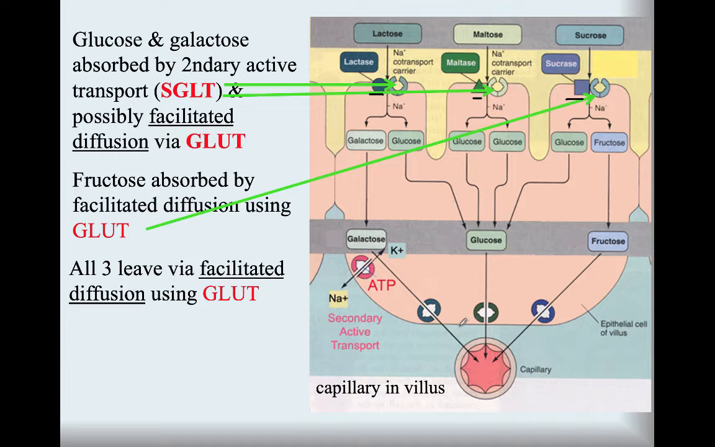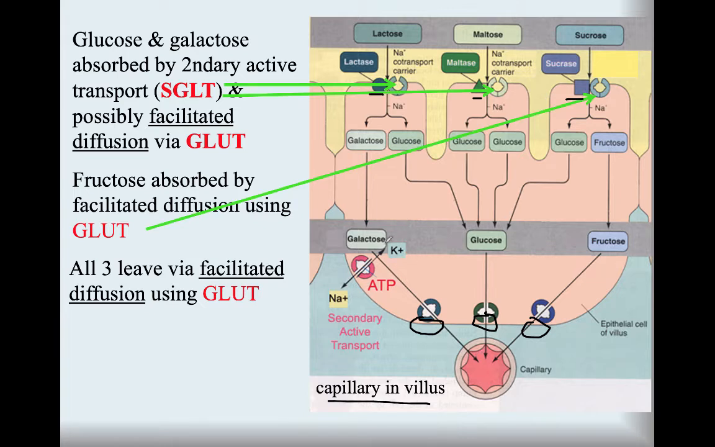and move them into the interstitial fluid, and then they get picked up by that capillary, which is in the middle of the villus. And so there it is. And now you can see that all three monosaccharides, galactose, glucose, and fructose, use the GLUT molecules. I don't know why they put them here. They should be embedded within the phospholipid bilayer. And they use the GLUT molecule to get across via facilitated diffusion.